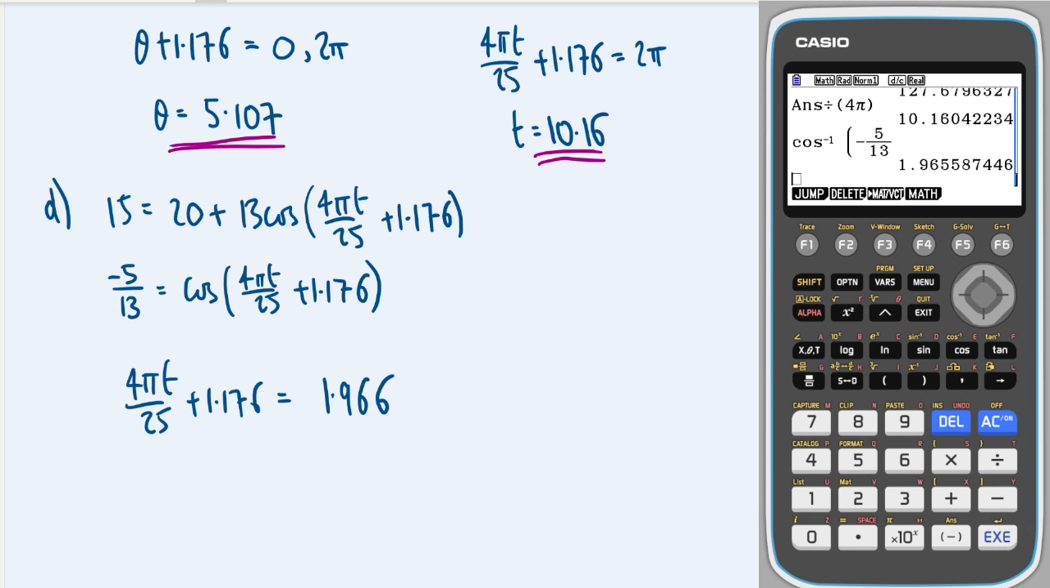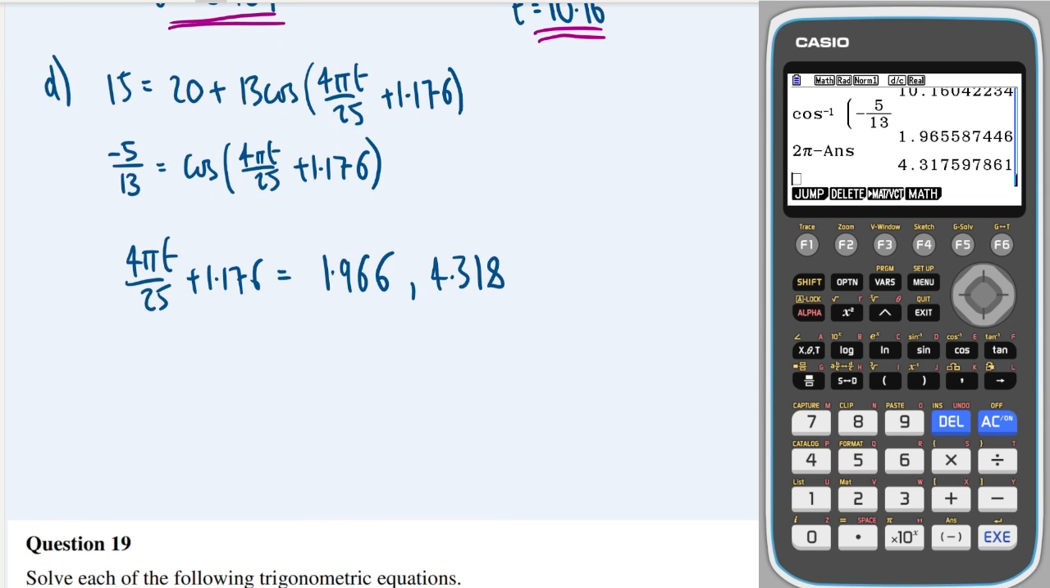And we're also going to find the second value for cos, which is 2 pi minus. So we'll do 2 pi minus the answer. That gives me my second solution for cosine functions. So that is 4.318. Okay, and next what I need to do is just run them through that formula to get t values.